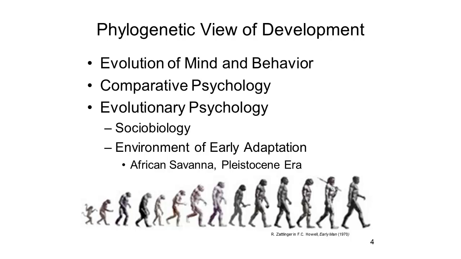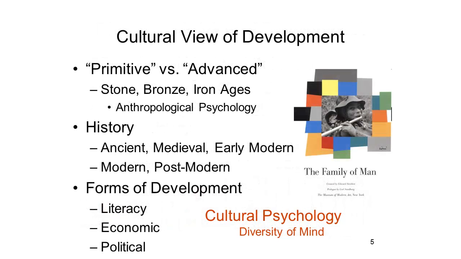From the point of view of modern evolutionary psychology, much of the way we currently think and behave was shaped by our adaptation to what they call the environment of early adaptation, basically the African savanna in the Pleistocene era, where humans first emerged. And finally, there's a cultural view of development, which is concerned with the effects of various forms of social development on the development of the individual's mind and behavior.